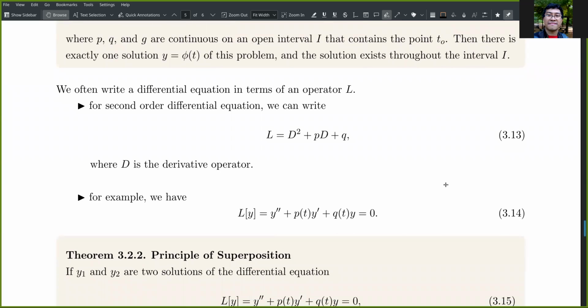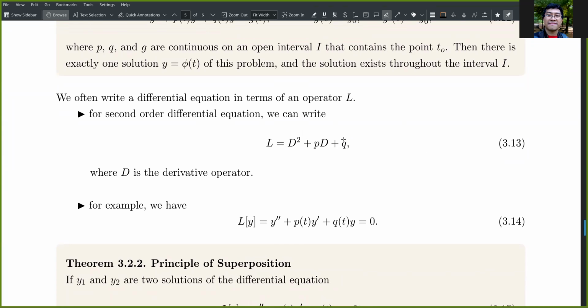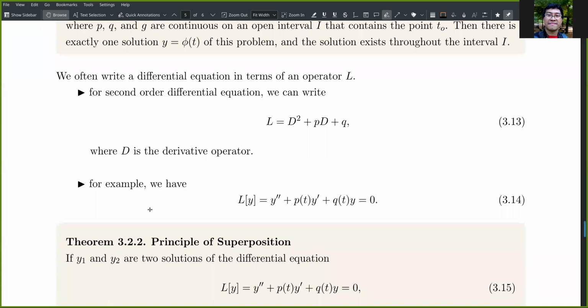Now we often write a differential equation in terms of an operator L. For a second order differential equation, we can write L equals D squared plus PD plus Q, where D is the derivative operator. For example, let's say L applied to y: y double derivative plus p(t) y prime, and then the derivative D, plus q(t) y.